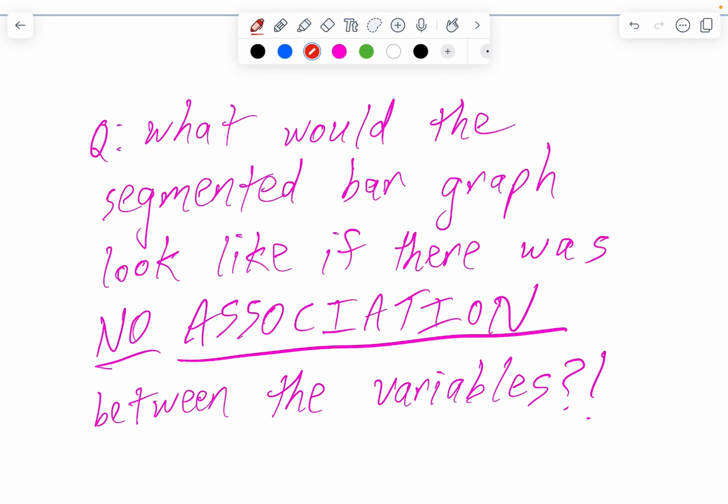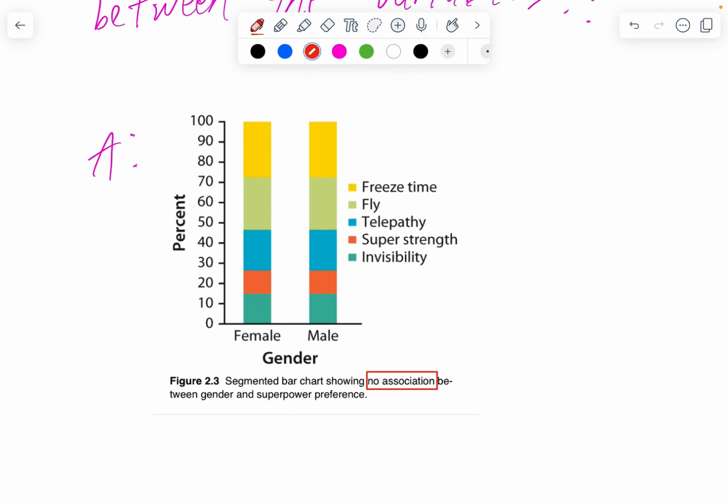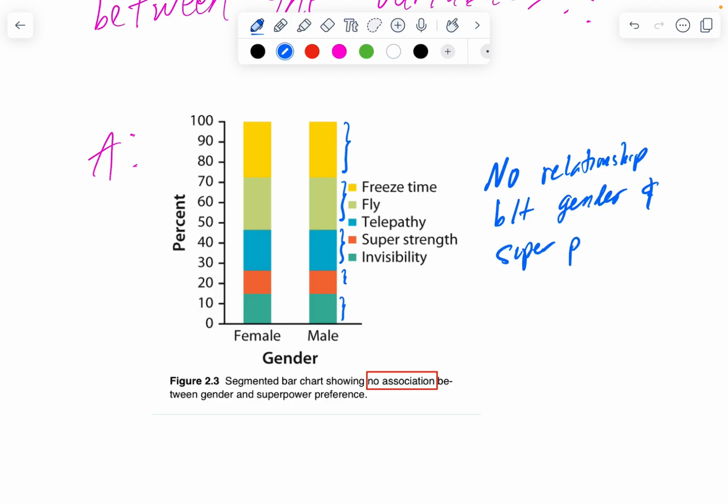Now, there are situations where variables may not have any relationship, though you might think there is. So what would it look like if a segmented bar graph showed no association? Well, if we made up some data, this is not what actually happened above, this is just pretend. But let's say that's what happened if we did this survey again. Now, in this one, notice the relative sizes of the yellow, green, blue, orange, and teal colors are all basically the same. So this would be an example of a situation where there is absolutely no relationship between gender and superpower preference.